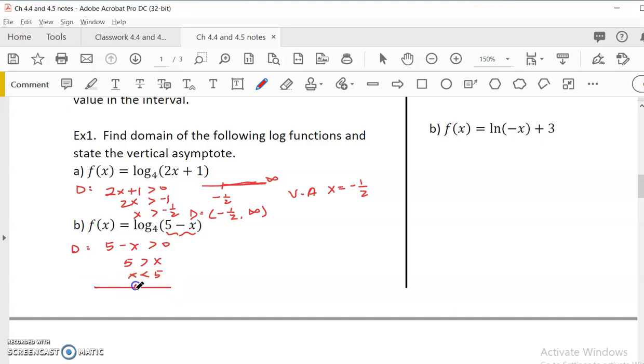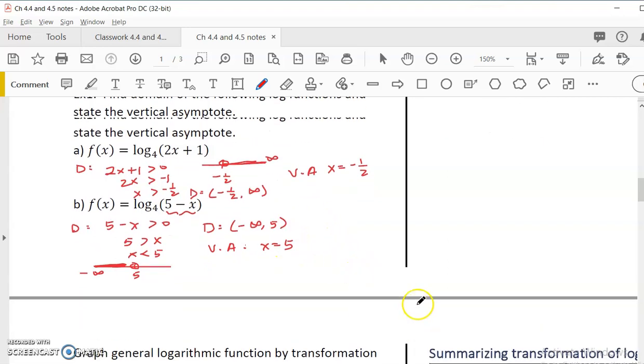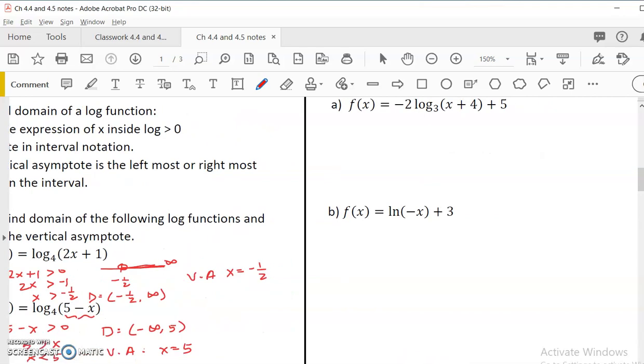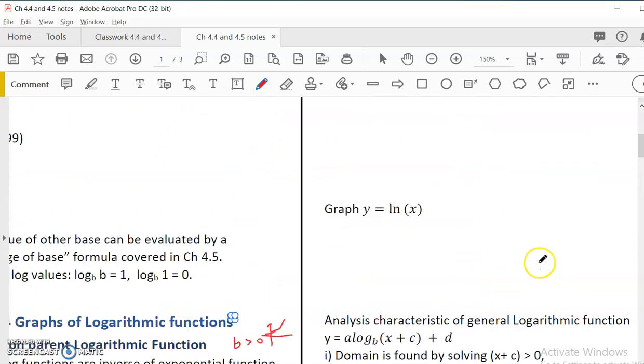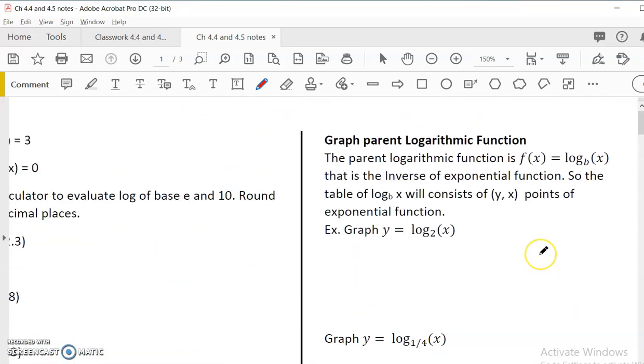X less than 5 means you have 5 here, and it should be an open circle, all the way to negative infinity. In interval notation, the domain is negative infinity to 5, not including 5, so the vertical asymptote is x equals 5. At 5, that is the last point that it will approach. So that's how we find the vertical asymptote and domain. Basically, look at the inside of a log function. It has to be positive. Now, how do I graph those functions?